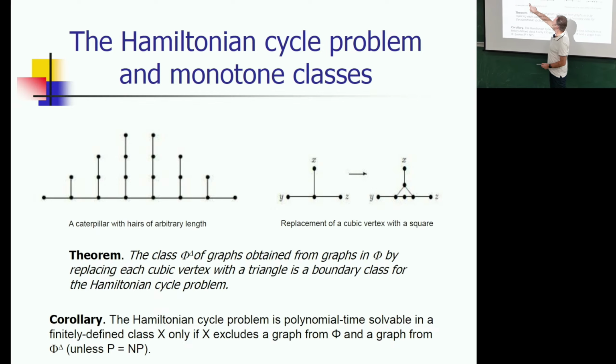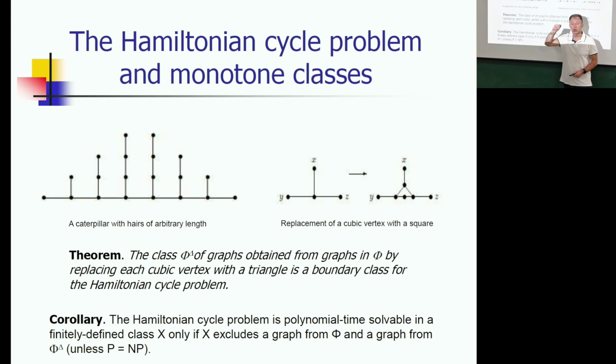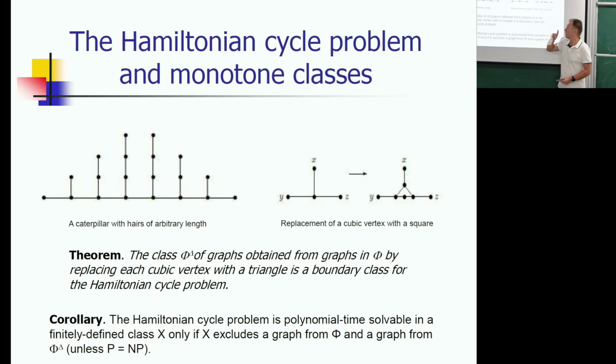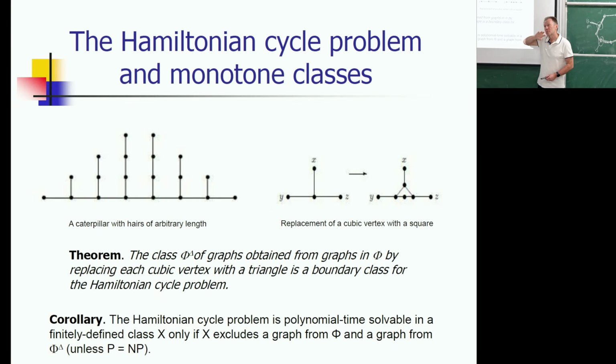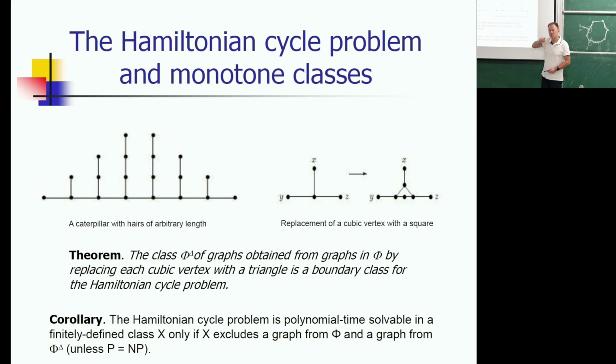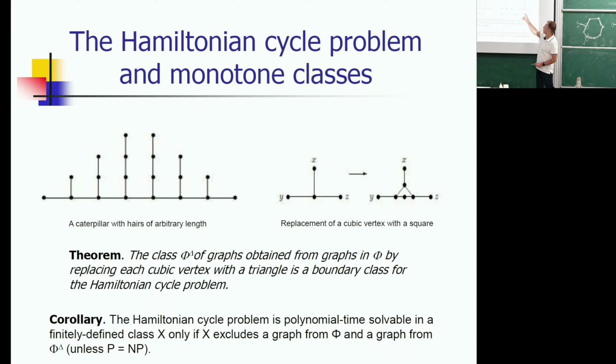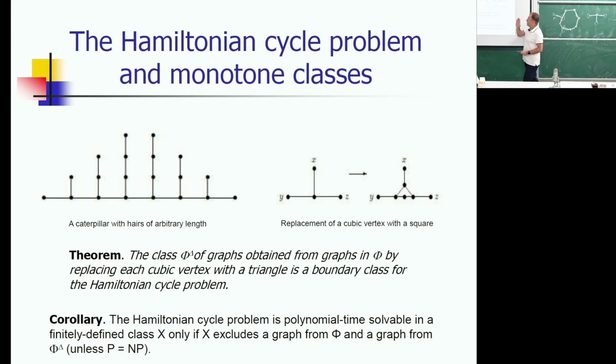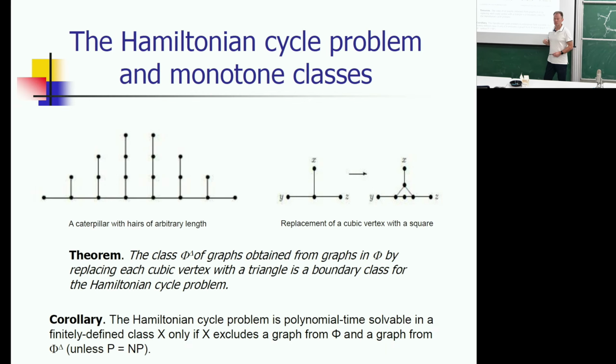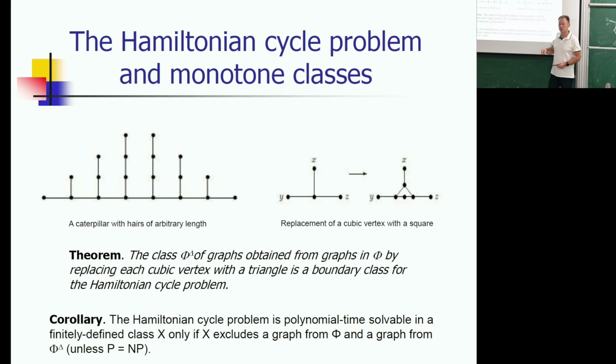Notice that in this construction, every cubic vertex has a non-cubic neighbor. In this case, we can apply a modification of triangle insertion. This is what I call replacement of a cubic vertex with a square. This is a C4, not necessarily a square, a C4. And under the assumption that this edge is mandatory, it belongs to any Hamiltonian cycle, we can conclude that with this transformation, we transform a graph containing a Hamiltonian cycle to a graph containing a Hamiltonian cycle, and vice versa.